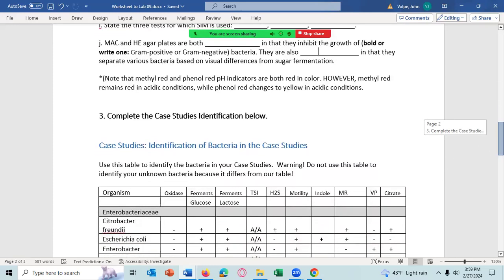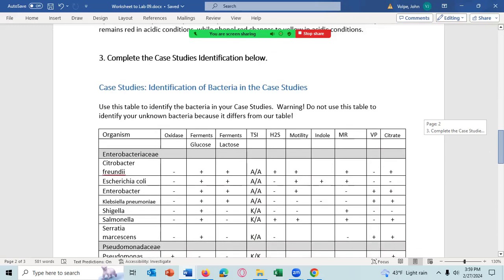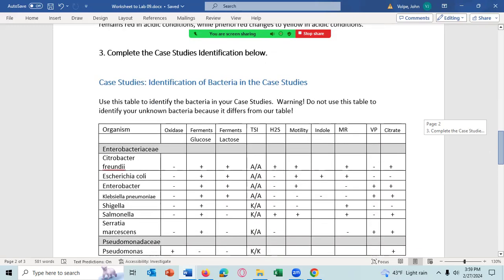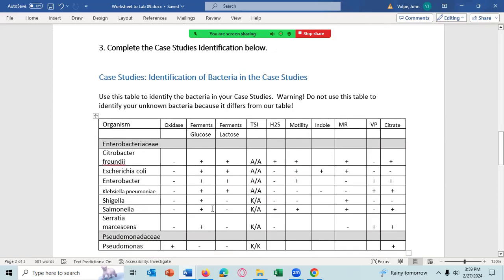And then you have some case studies to do. The case studies are in the lab module. I'll show you the case studies in a minute. So read the case studies, and then this is the key you're using to solve the case studies for this lab only. Only use this key for this lab. Do not use another key. Do not use a previous lab's key. Use this key to solve the case studies in this lab.